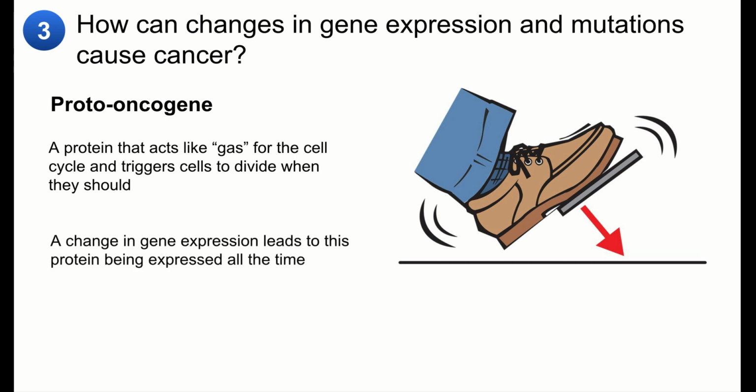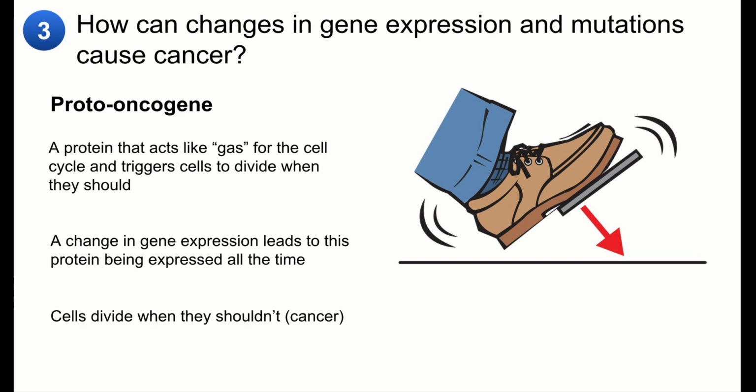A mutation or a change in a proto-oncogene could lead to this protein being expressed all the time. So, if we have a change in gene expression that leads to this protein being expressed all the time, we're always pushing down on the gas pedal. We're always saying, divide, divide, divide, divide, even when we shouldn't be. Then, same deal, cells will divide when they shouldn't, which is cancer.